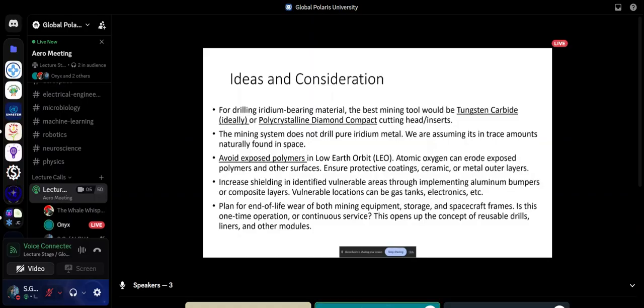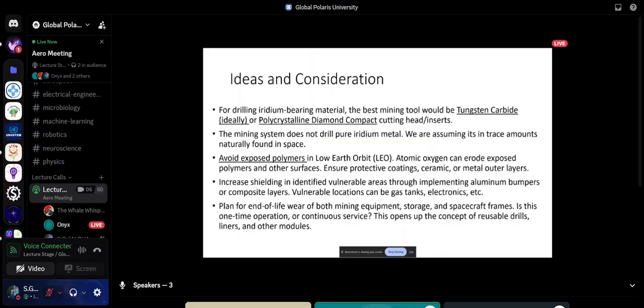And then also avoiding exposed polymers, especially in low Earth orbit. The oxygen there can erode exposed layers of the polymers, so ensuring that exterior frames is metal, or at the very least, having some level of protective coating.